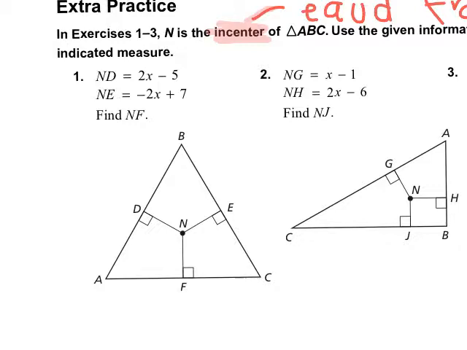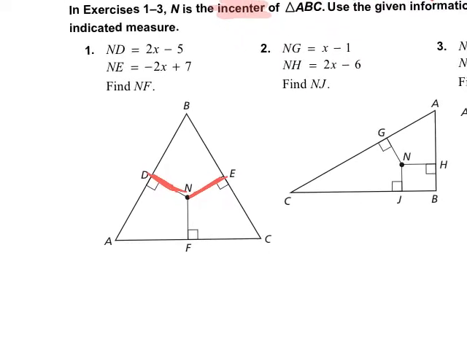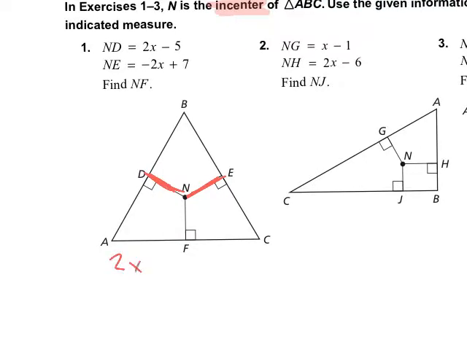It tells us ND right here is 2x minus 5, and NE is negative 2x plus 7. And we know, because N is the incenter in the middle, that those two should be congruent. So let's work through that. We have 2x minus 5 equals negative 2x plus 7. A little bit of math: I get 4x on the left, 12 on the right, I divide, and I end up with x is 3.